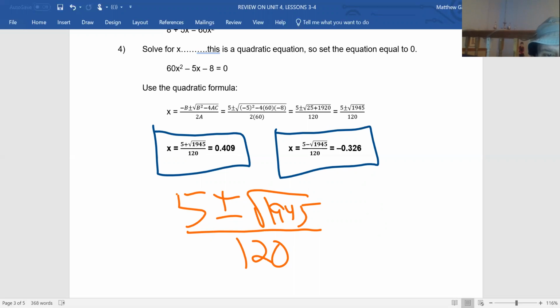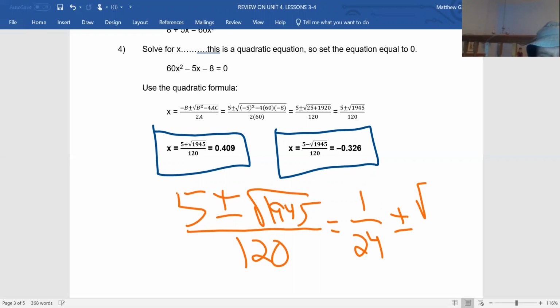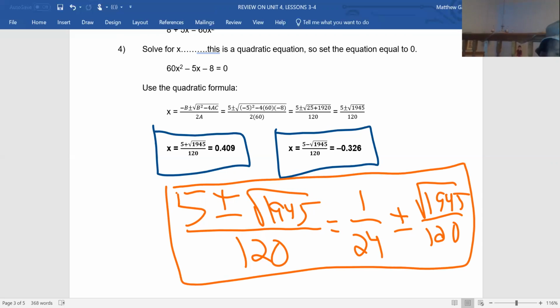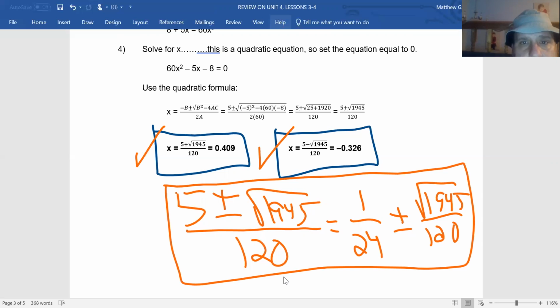So you really wouldn't touch this one other than 5 over 120. 120 divided by 5 is 24. So you could actually do this: 1 over 24 plus or minus. You don't touch the second one. All right. So I've seen answer keys do it both ways, but these are okay for this question. Okay.